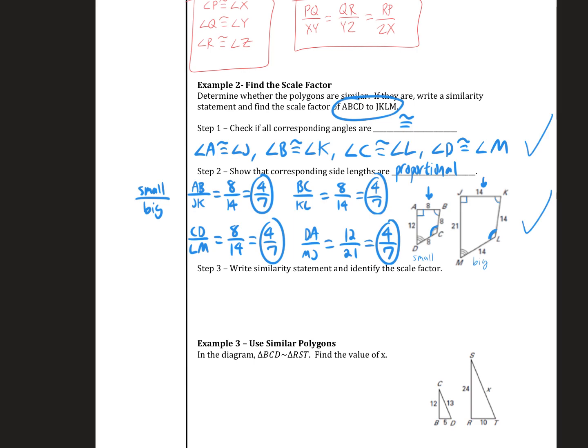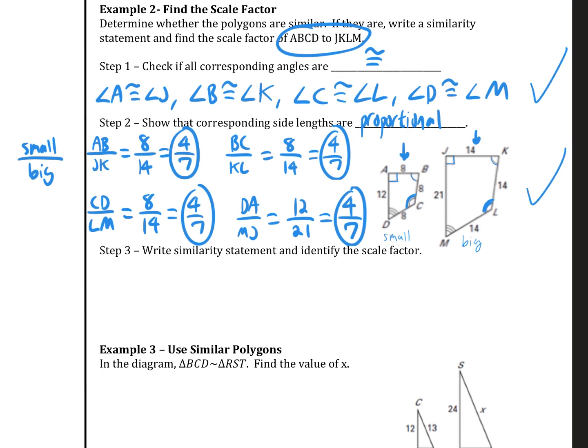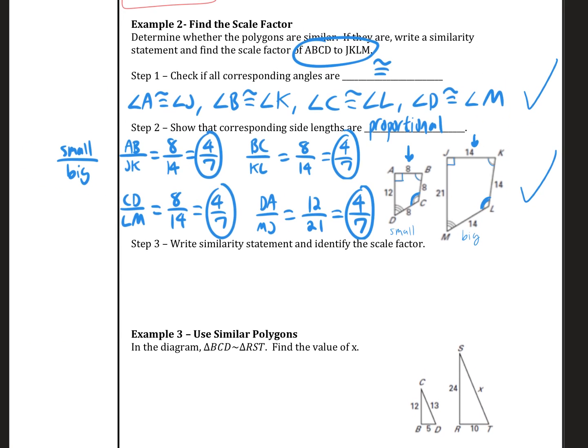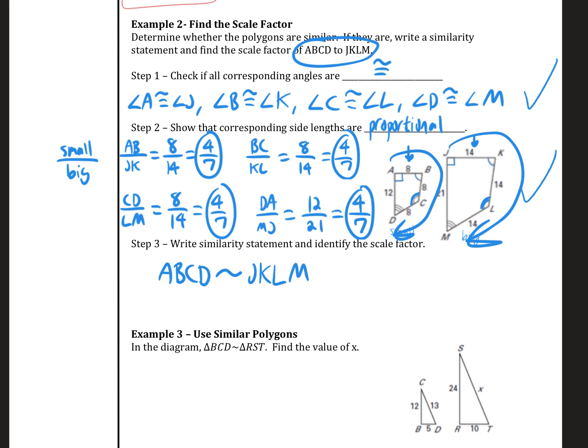And now what we can do is write a similarity statement and identify the scale factor, which we'll talk about in a second here, okay? So for the similarity statement, all we have to do is start anywhere and go around the diagram and go both directions, or go the same direction for both. So we can do A, B, C, D is similar to this shape, and then it would be J, K, L, M. So that's a similarity statement.